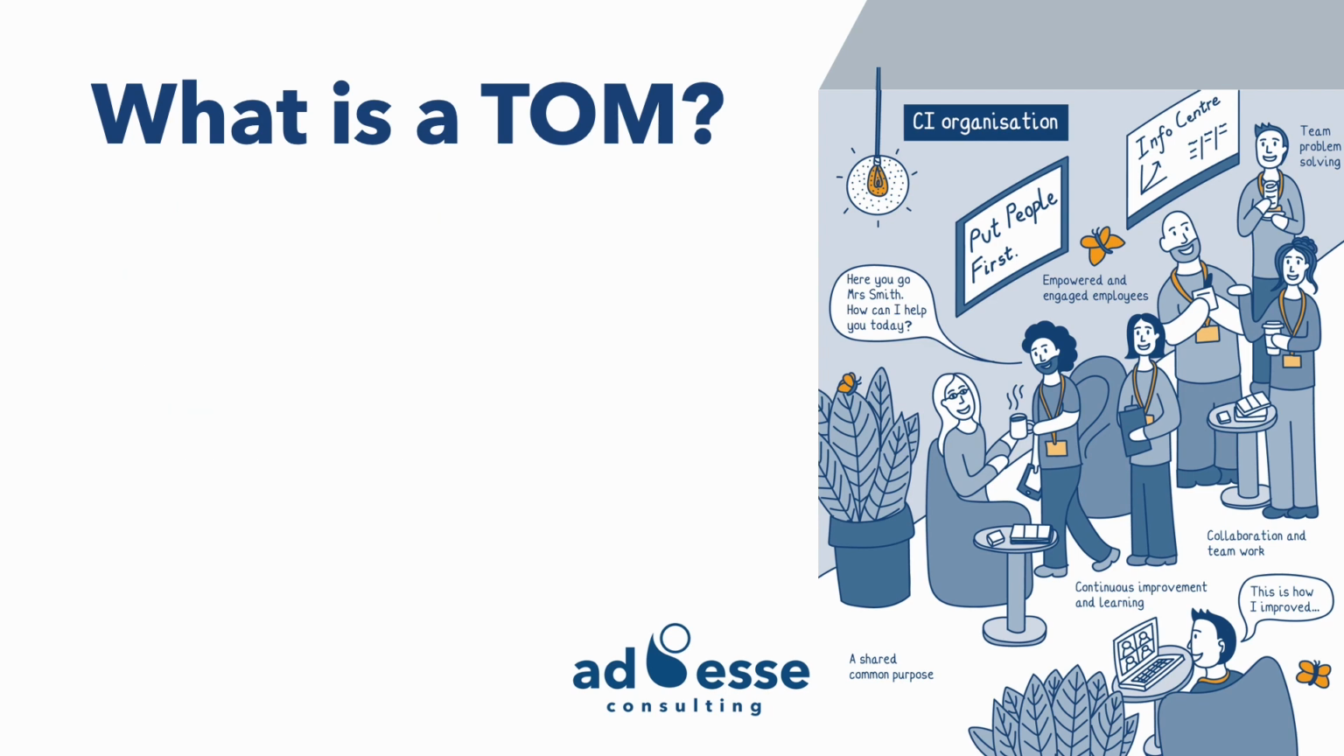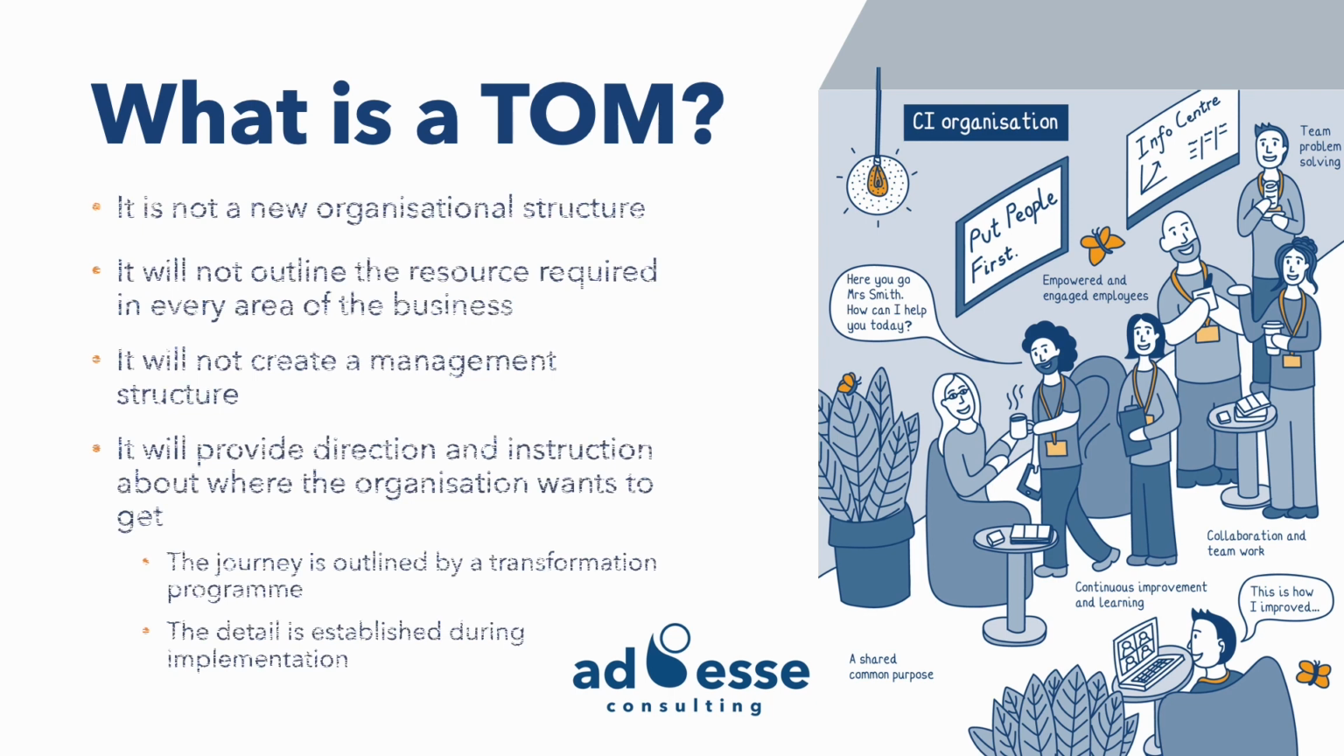It is not a new structure, something that TOM design is often wrongly used to create. It will not tell you how many people you need in each team, how many managers you need. It will only provide direction and instruction about how the organisation will function, how the different parts will need to work together, and provide an overview of what capabilities you'll need where.